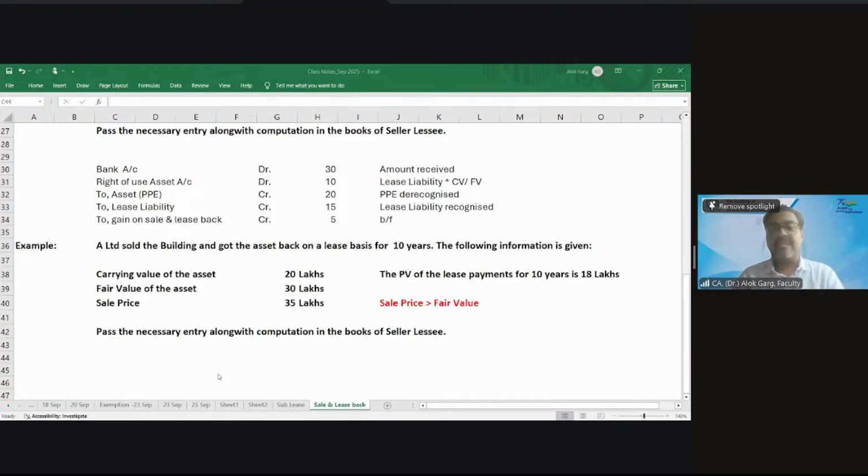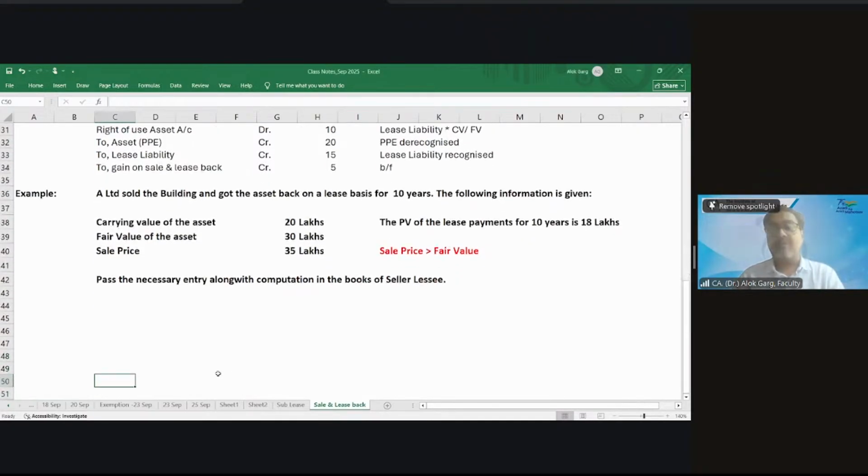So in this case, the sale price is greater than fair value, right? So it also indicates a loan liability. It means the buyer lessor has also given a loan of rupees 5 lakh. So the amount exceeding the market value is considered as a loan. Let's try to solve this question.